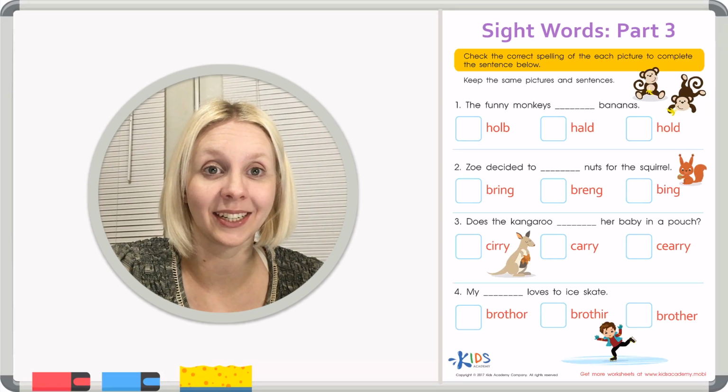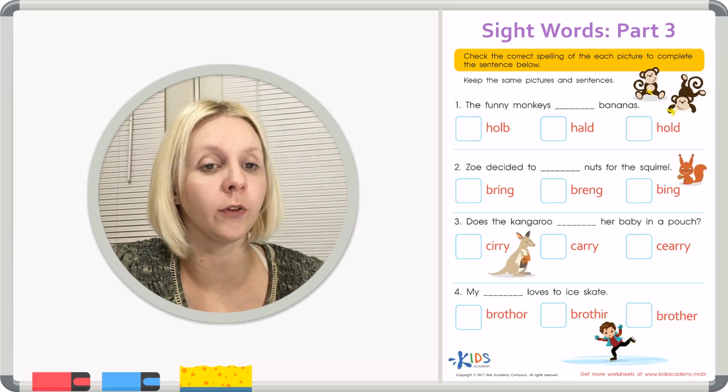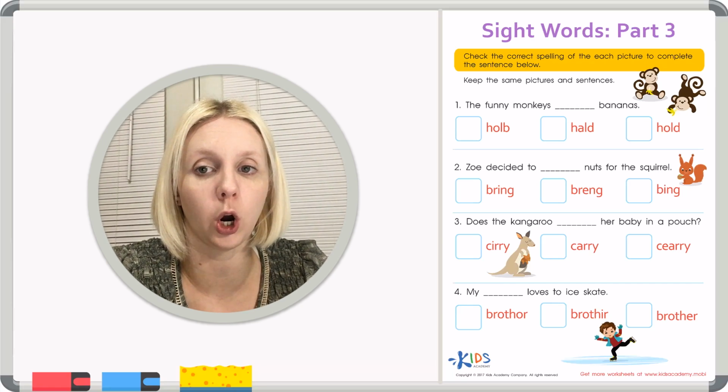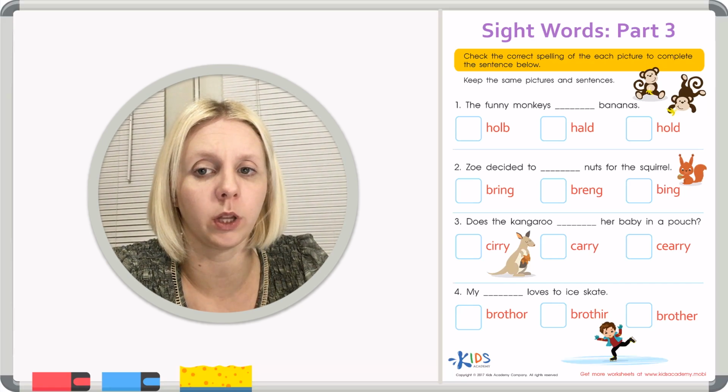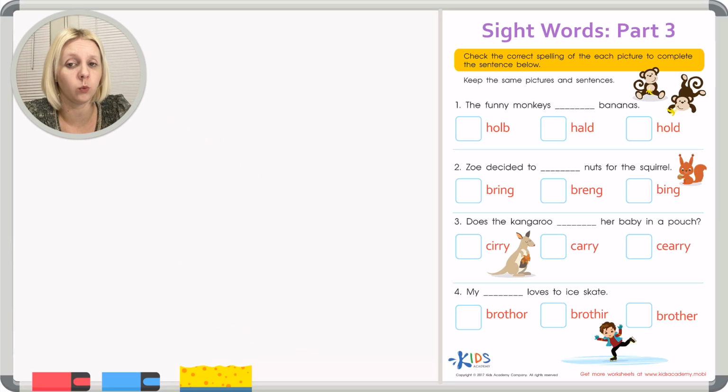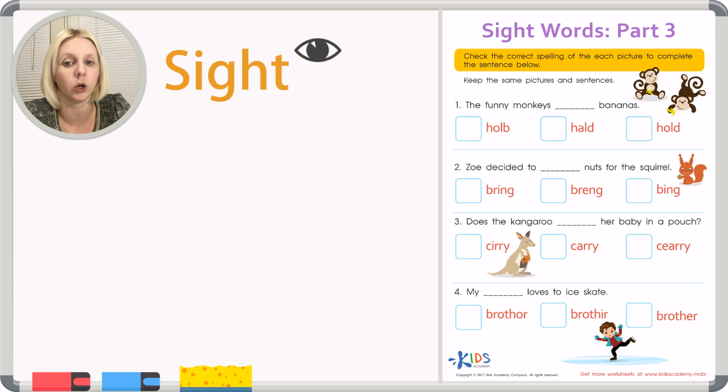Hello, welcome back. Today we have a new worksheet and the name of our worksheet is called Sight Words Part 3. And let me talk about really quickly what a sight word is. Sight words, the key word here is sight. When you have sight or you see something, okay, this is a sight word. And sight words are words that don't often follow the rules of the English language. So what we have to do is just memorize these words. And we can try to sound them out, but often when we sound them out, they don't make sense. They don't follow the rules. So again, the best way is just to memorize them.